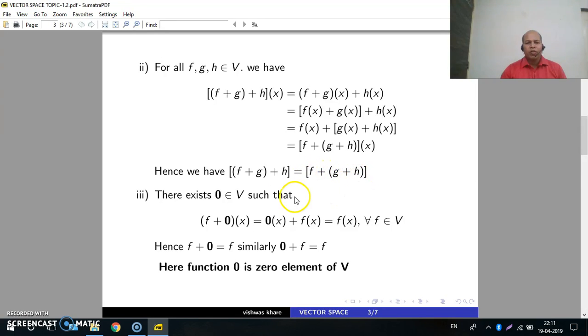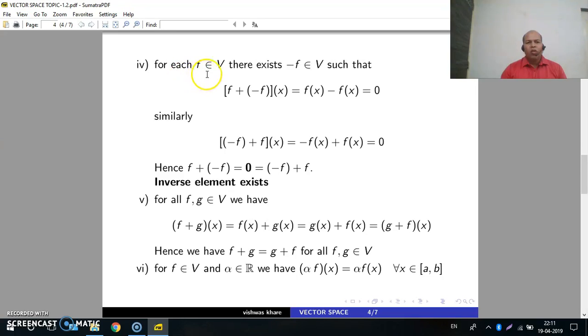Hence, we have the function (f + g) + h is equal to f + (g + h). Third, there exists 0 belongs to V such that (f + 0)(x) is equal to (0 + f)(x), which is equal to f(x) for all f belongs to V. Hence, f + 0 is equal to f. Similarly, we can show 0 + f is equal to f. Here, function 0 is the zero element or zero vector of V.